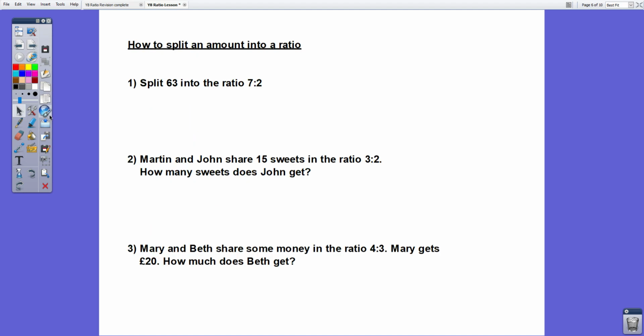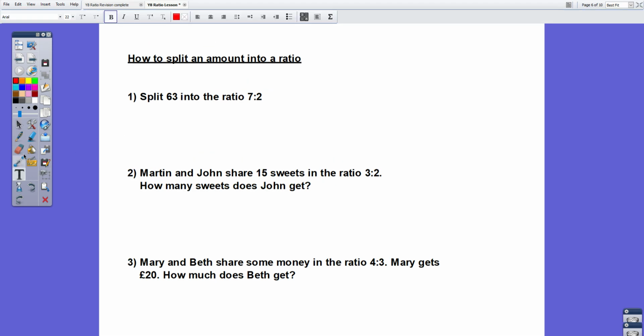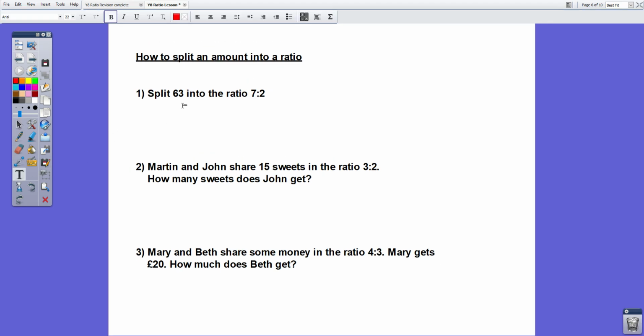How to split an amount into a ratio. Now this is a very important technique, and it is something that constantly appears on your GCSE exams, and I basically split them into three different types of question. Your most basic, a little bit harder, and a little bit harder still. But none of these are really that difficult. It's all about taking an amount and sharing it into a ratio that we are given.